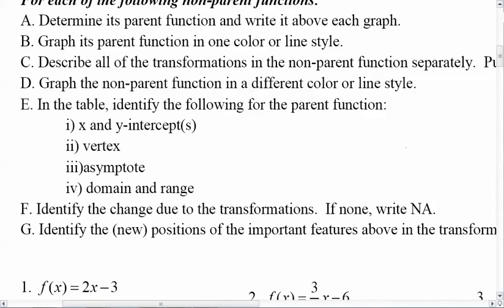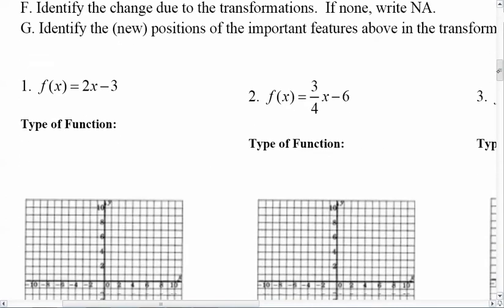Now on this particular assignment, you're also going to be identifying specific points. All right? So let's go ahead and consider that. We're going to determine the parent function. We're going to graph the parent function. We're going to describe the transformation separately. We're going to graph the non-parent function because of the transformations. And then we're going to identify the important points on the parent function and also on the transformed function after talking about the changes.